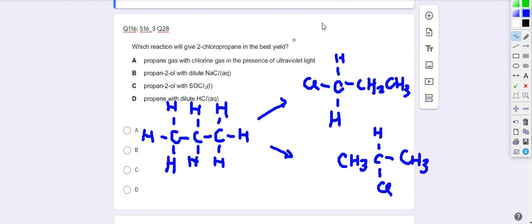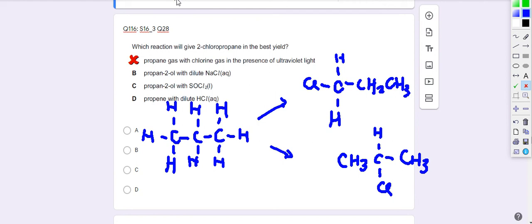Remember there's a mixture of a lot of products in this reaction. Therefore, we get actually a very low percentage of 2-chloropropane as the product. So I would say A, although it will give me 2-chloropropane as one of the products, is not the best method to give me a very good yield of 2-chloropropane. So A is not the answer for this question. Let's look at B, propan-2-ol with dilute NaCl. Propan-2-ol is an alcohol.